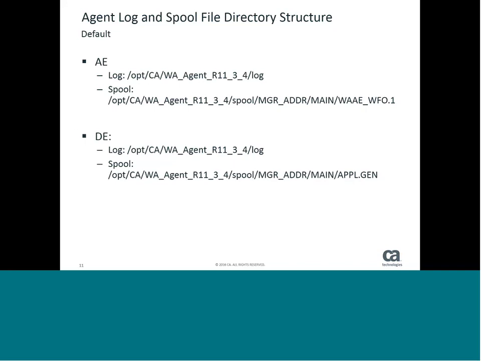/main/WAAE, etc. Now DE, because of the fact that it has applications and generations, the log file location is the same. However, the spool file location is a little bit different. You'll recognize that at the end of the directory structure will be the actual application name dot the generation number. So just some things to keep in mind. Those are the locations. We're going to talk about ODB files here in just a little bit, and we'll talk about where those reside as well.